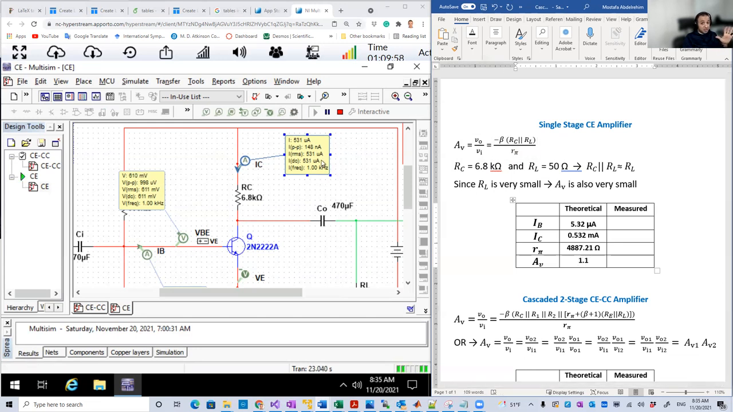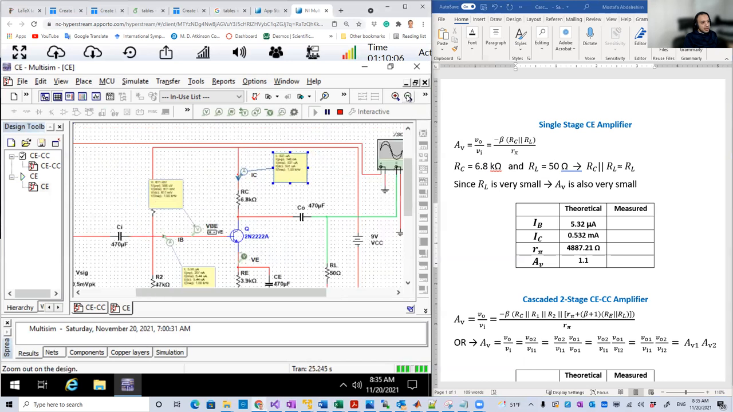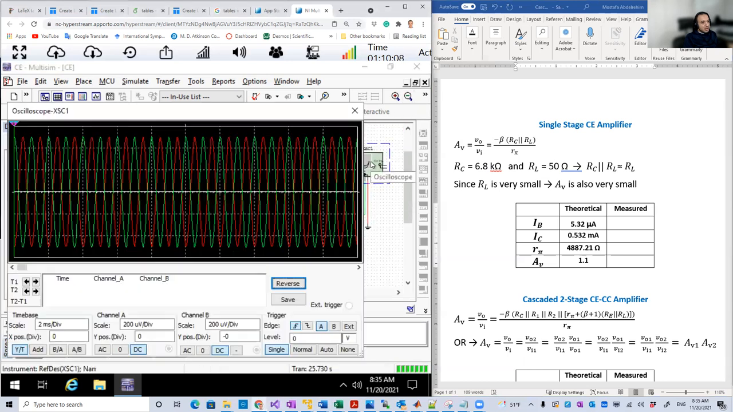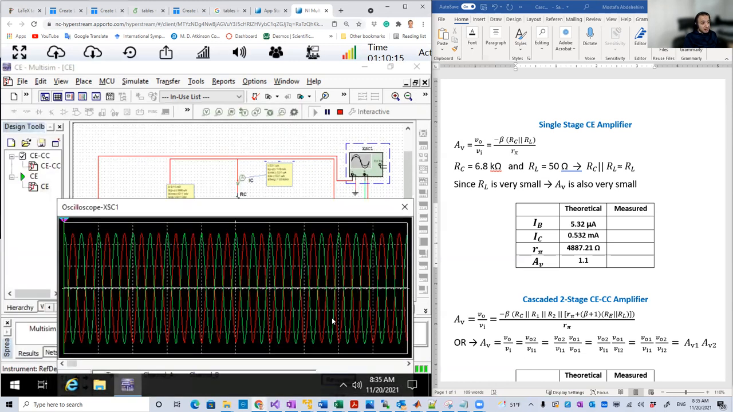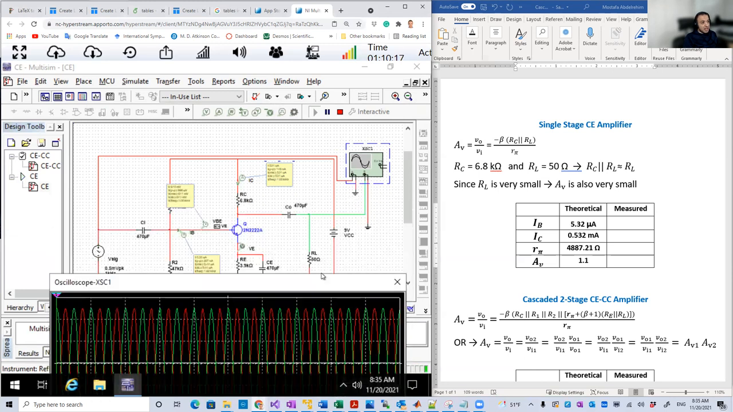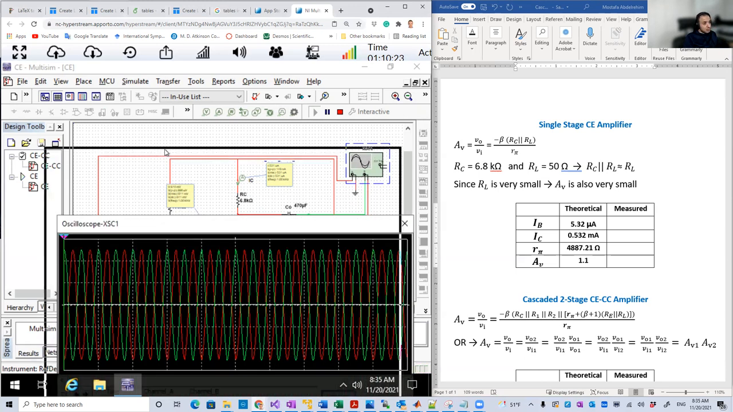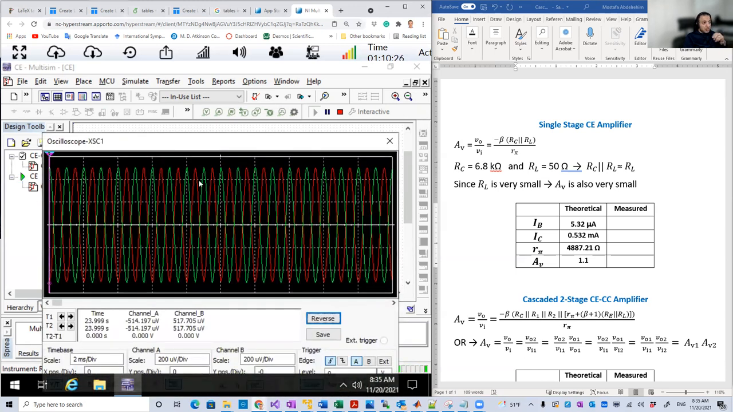Now let's verify it's really one. One means there is no gain. The output is almost equal to the input. So let's go here to the oscilloscope, and yes. Here the output is the green signal. It's reversed. The output is the green wire here and the input is the red. So the output is a green signal, the red is the input signal.